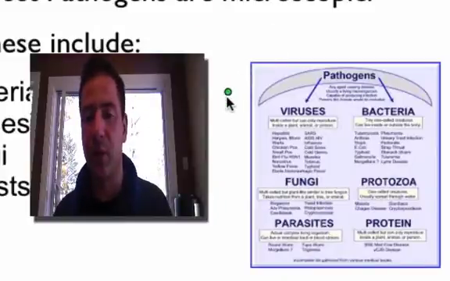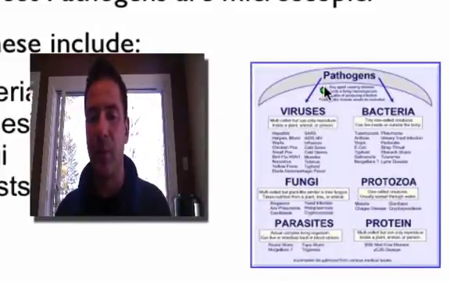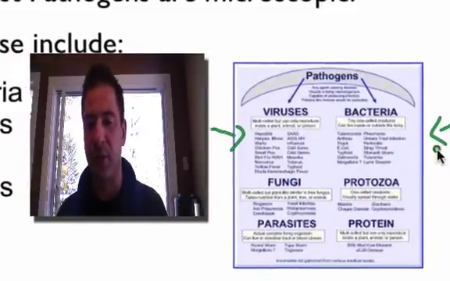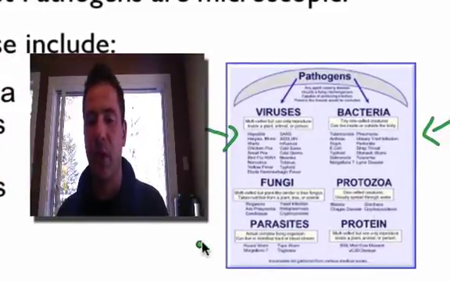Okay, so if we take a look over at this chart, we'll see the pathogen routes. We can go in 2 different directions. We can go here with the viruses, and then we can also go over here with bacteria, and then we move down to fungi, mushrooms and such, protozoa, parasites, and then protein.